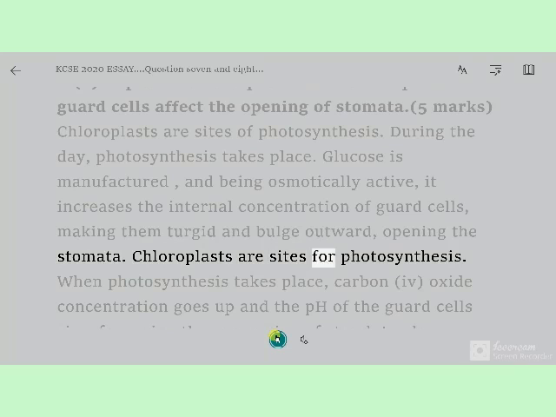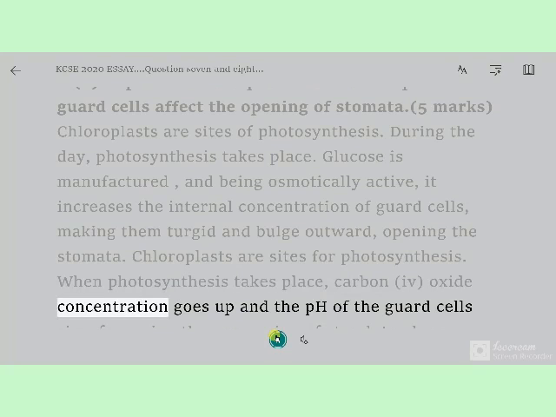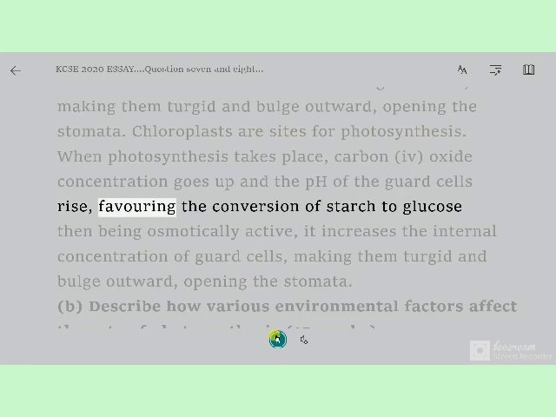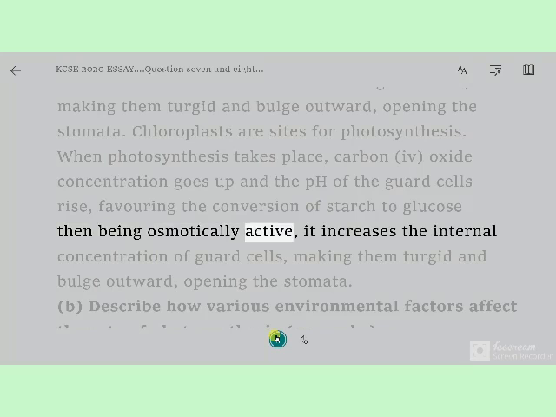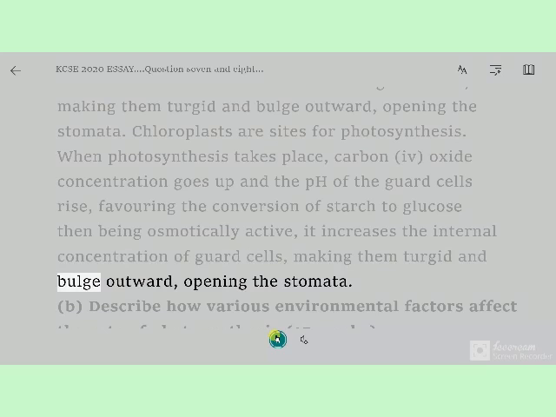Chloroplasts are sites for photosynthesis. When photosynthesis takes place, carbon dioxide concentration goes down and the pH of the guard cells rises, favoring the conversion of starch to glucose. Then being osmotically active, it increases the internal concentration of guard cells, making them turgid and bulge outward, opening the stomata.